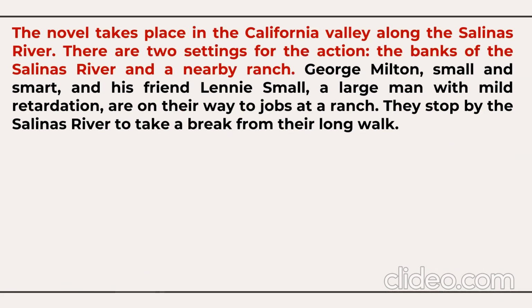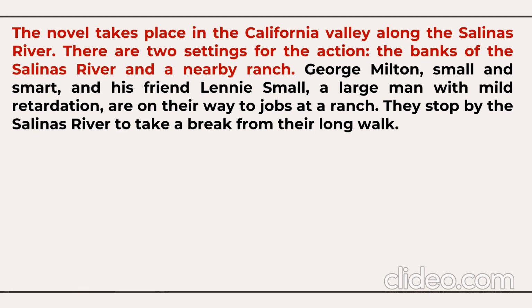This novella takes place in the California Valley along the Salinas River. There are 2 settings for the action. Number 1, the banks of Salinas River and the nearby ranch. Ranch means a farmhouse where all the cattle are kept.